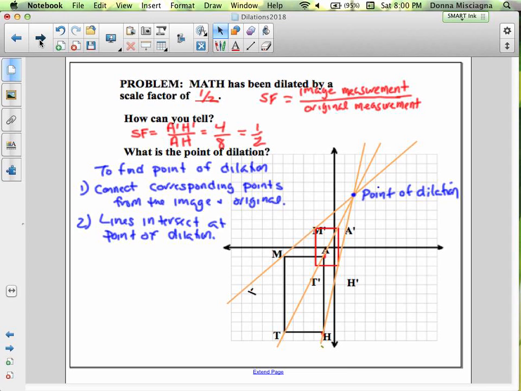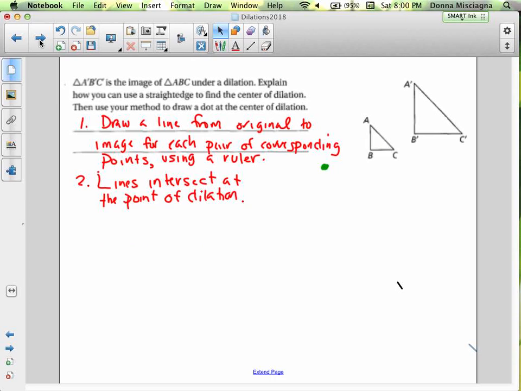One more, and this one's in your notes, with point of dilation and how to find it. A prime, B prime, C prime is the image of ABC under dilation. Explain how you can use a straight edge to find the center of dilation. Then use your method to draw a dot at the center of dilation.